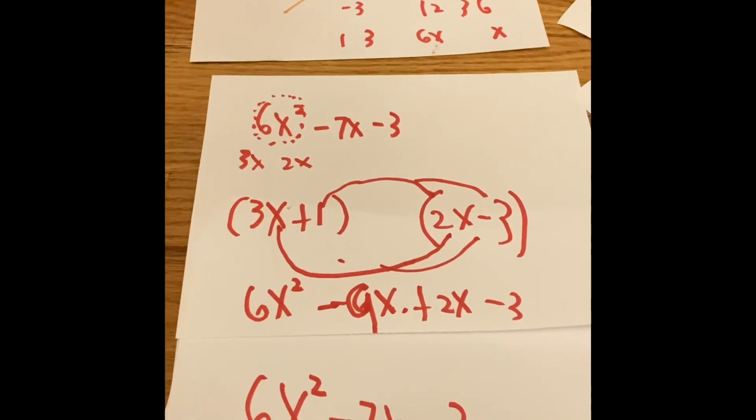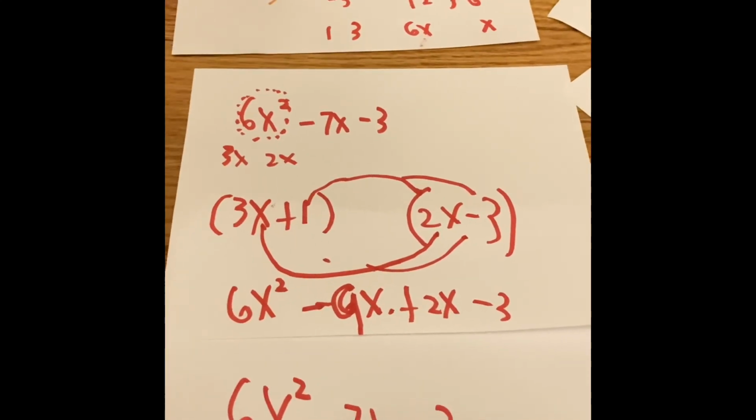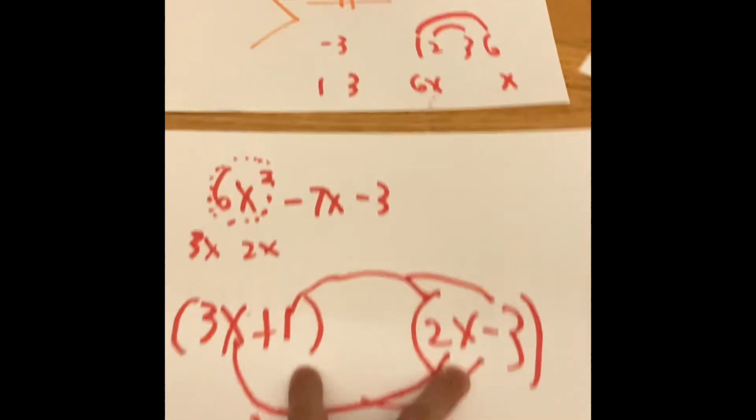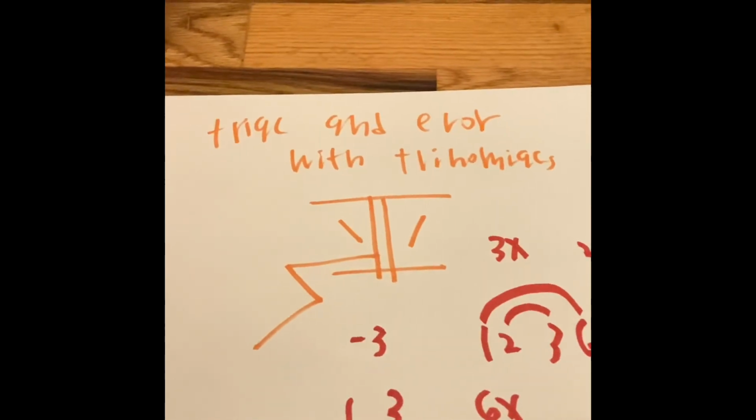So that is how we use trial and error to find the two binomials. I hope this video has helped you.